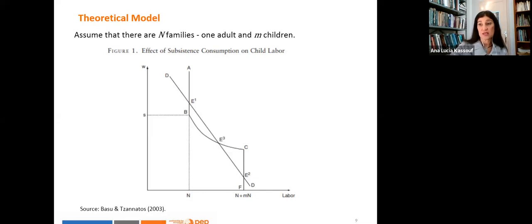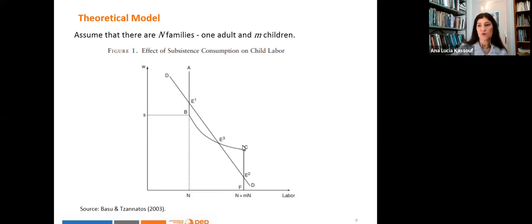They just send their kids because they really need income. So as the wage drops further below the subsistence level, total labor supply increases. So we are starting to go to the right here. And labor supply, which is the x-axis, starts increasing. So more kids working and adults working. This continues until there is no further labor to supply.